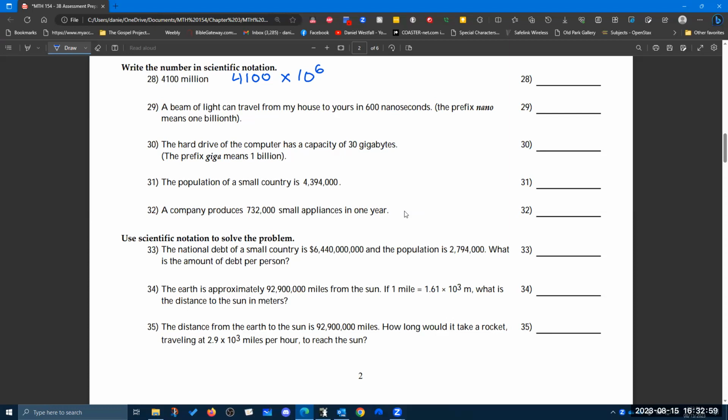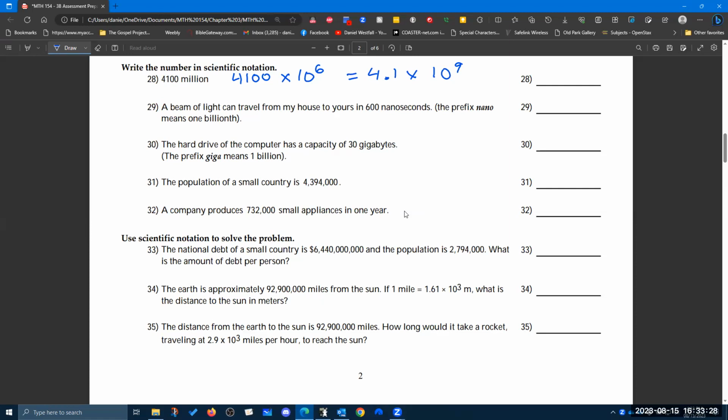Now we're going to write this number in scientific notation, and that's going to be 4.1 times 10 to the 3 plus 6, which is 9. So really this is 4.1 billion, which we knew if we looked at this, because 1,000 million is a billion. So this is 4.1 billion, or 4.1 times 10 to the ninth.